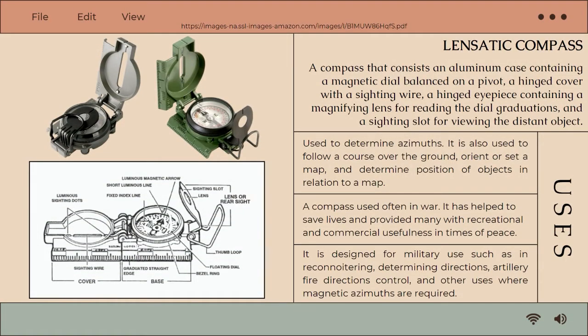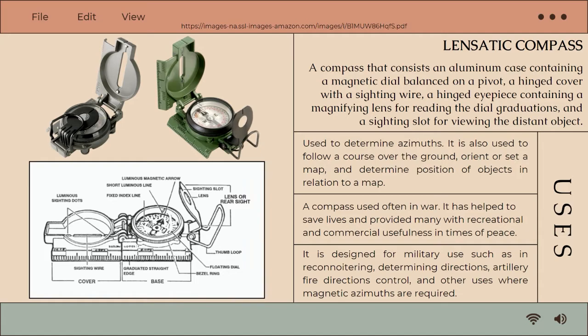Here we have the lensatic compass. It is a compass that consists of an aluminum case containing a magnetic dial balanced on a pivot, a hinged cover with a sighting wire, a hinged eyepiece containing a magnifying lens for reading the dial graduations, and a sighting slot for viewing the distant object. It is used to determine azimuths. It is also used to follow a course over the ground, orient or set a map, and determine position of objects in relation to a map.